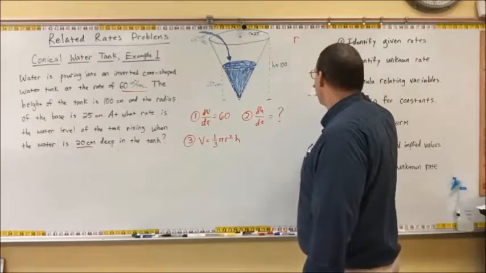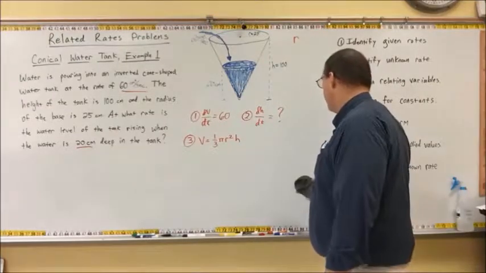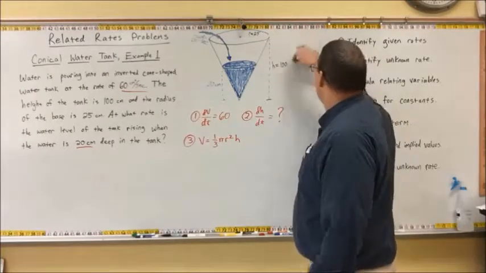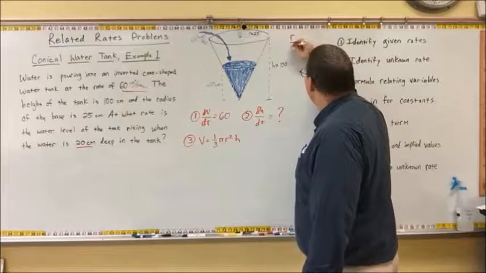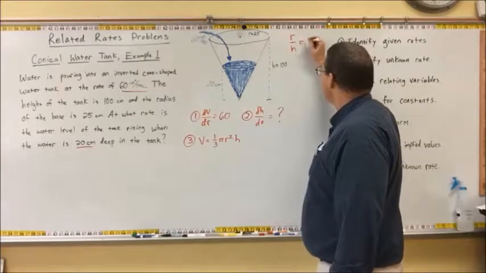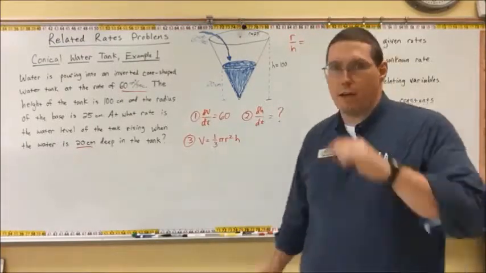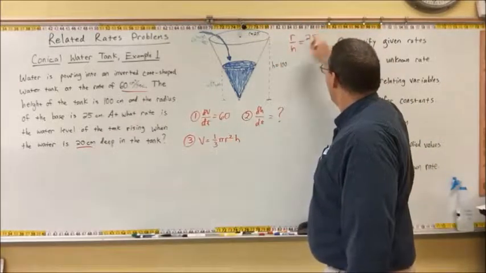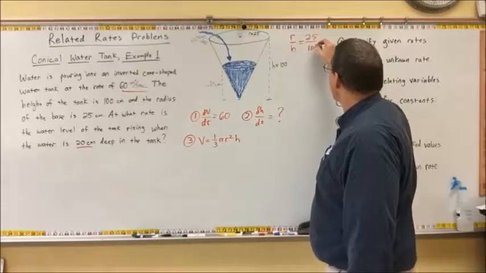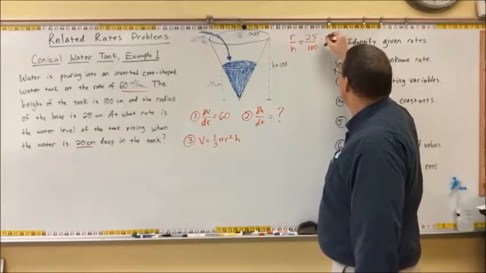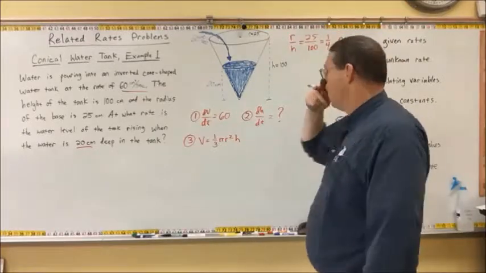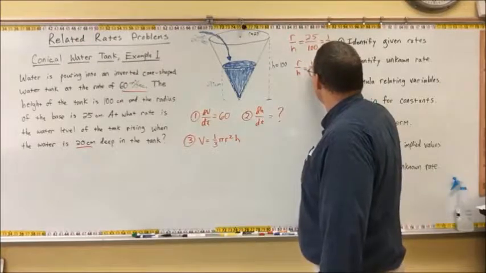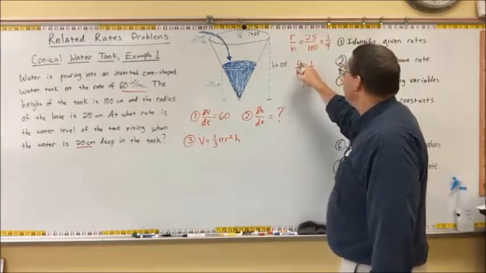So how is radius? Hang on a second here. I think I want to put the height. Well, it doesn't really matter. At least I don't think it does. We're going to do radius over height. And in this case, the proportion of radius to height is radius is 25 and height is 100. And this makes it really easy now because 25 over 100 is 1/4. And so the proportion of radius to height is 1/4.